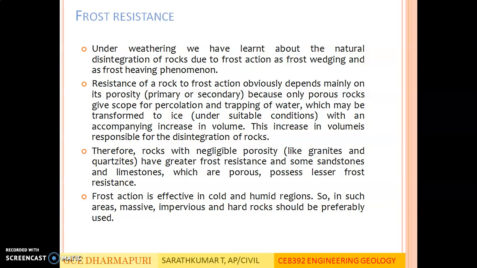Frost action is effective in cold and humid regions. So in such areas, massive, impervious and hard rocks should preferably be used.